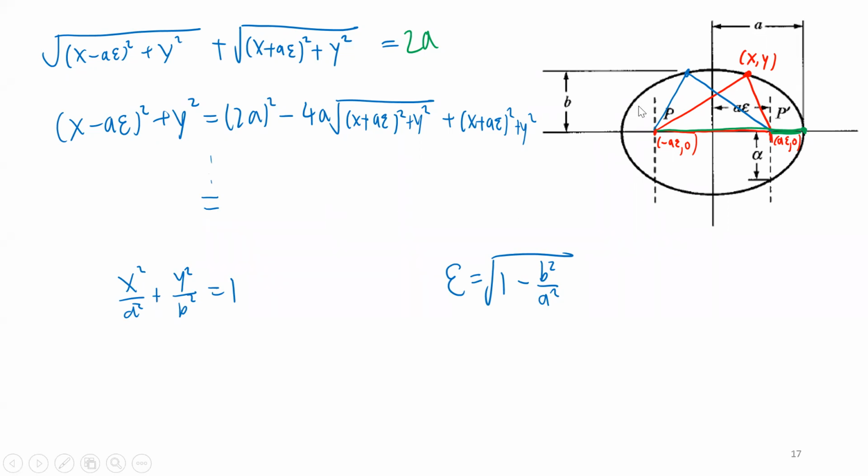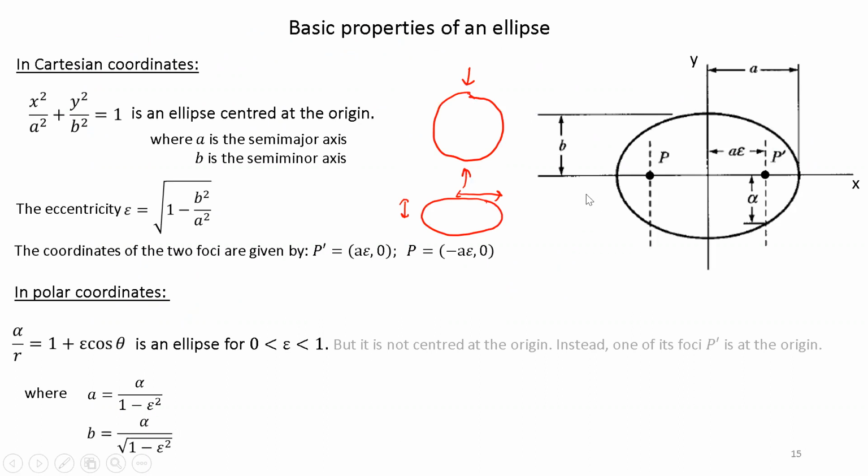So that's how an ellipse can be constructed, knowing the two locations of the foci. So now in polar coordinates, we are taking this form over here. And now with this alpha and epsilon, you can relate that with this a and b, just with these two equations over here.